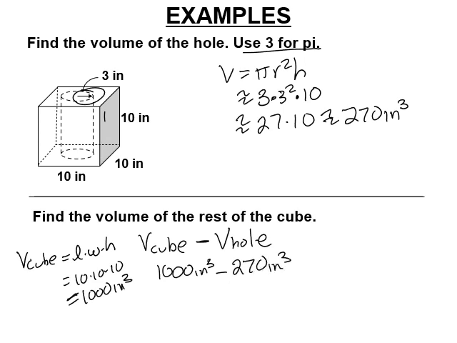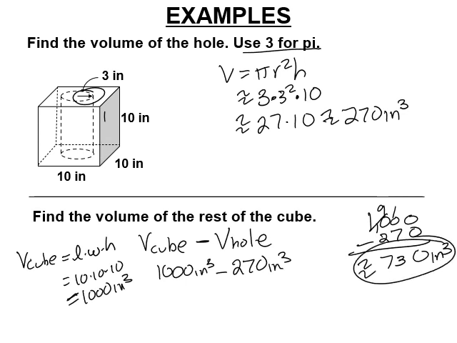And since that part is approximate, the whole answer will be approximate. And so we're going to subtract, we're going to do a little borrowing here. And we're going to get approximately 730 cubic inches of volume in the part that's not the hole. You take the hole away. If there were 2 holes, you would take 2 holes away.